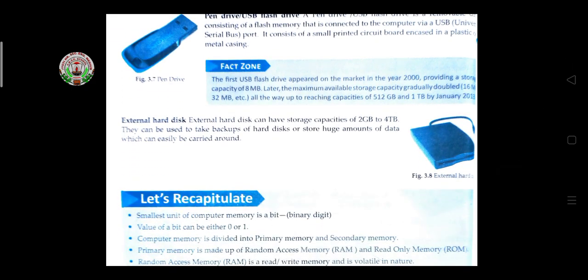An external hard disk can have a storage capacity of 2 GB to 4 TB. They can be used to take backups of the hard disk or store a huge amount of data which can easily be carried around. So after having the hard disk inside your computer or CPU, if you want more storage, you can connect this external hard disk with your computer and share the data.